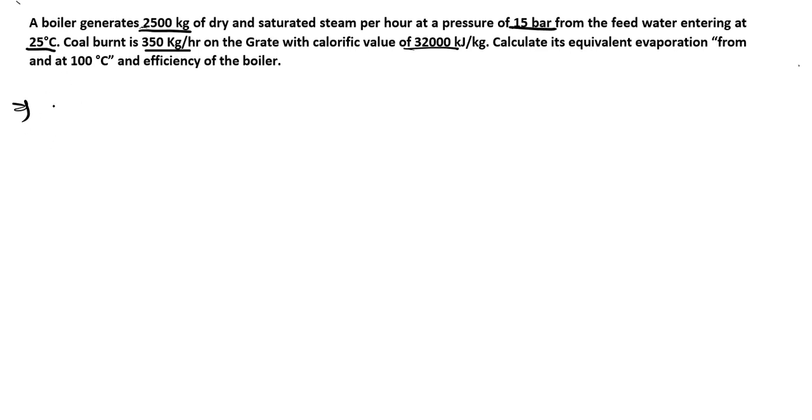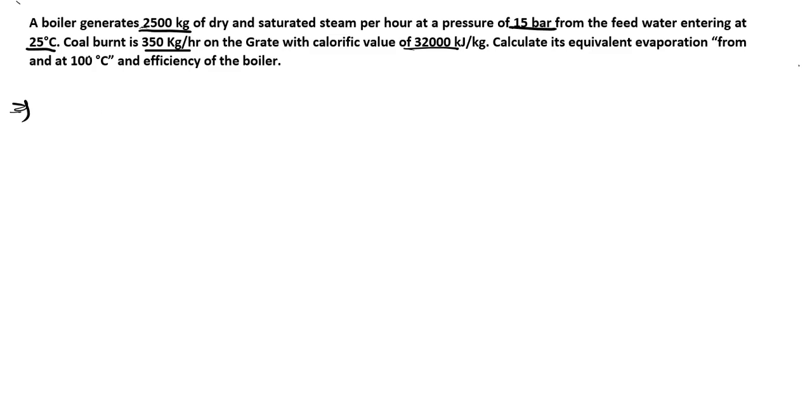First of all, if we are given a question like this, we have to use the steam table. If you do not know how to use it, we advise you to learn that first, because you will need to read the steam table and calculate the values of hf, hg and hfg from that. The first thing you notice here is that you have steam, dry and saturated, at 15 bar pressure.